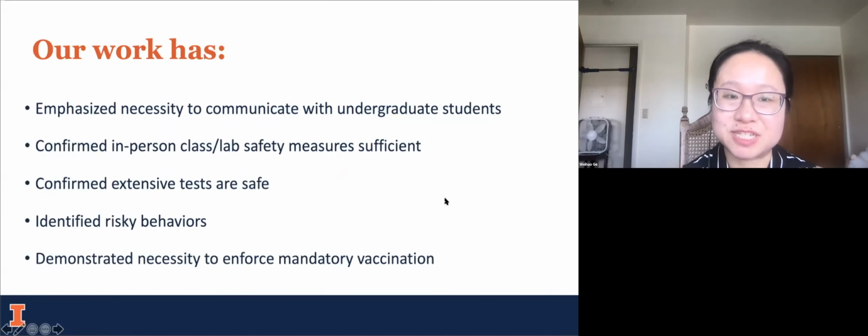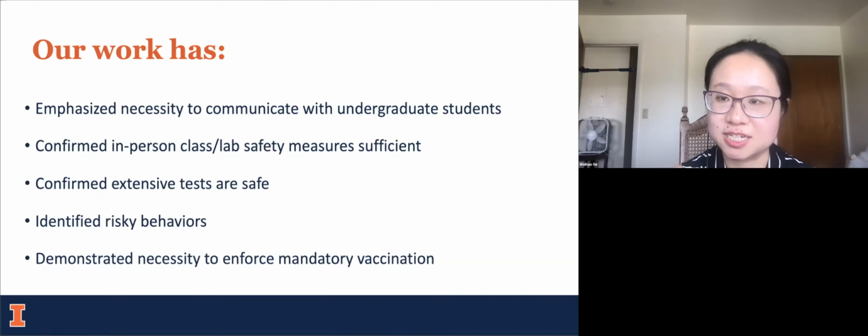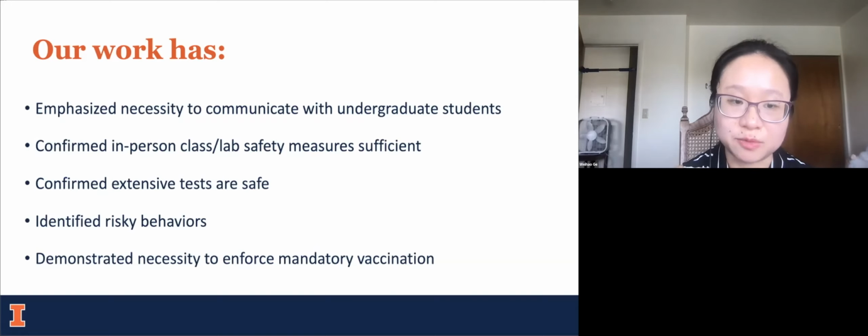So our work has emphasized the necessity to communicate with the undergraduate students, because they are mostly affected. And we have confirmed that the in-person class and lab safety measurements are sufficient. And we have confirmed that it is safe to take the tests. And we have identified the risky behavior and sent it to the campus, so that before the vaccine was widely available, the students can know which kind of behaviors to avoid. And we have demonstrated the necessity to enforce the mandatory vaccination.